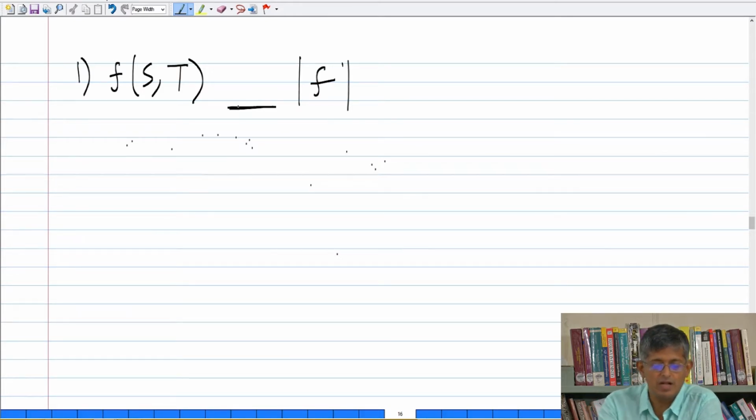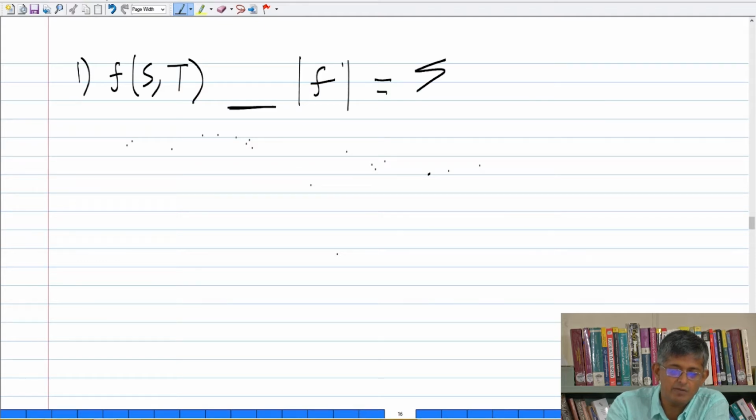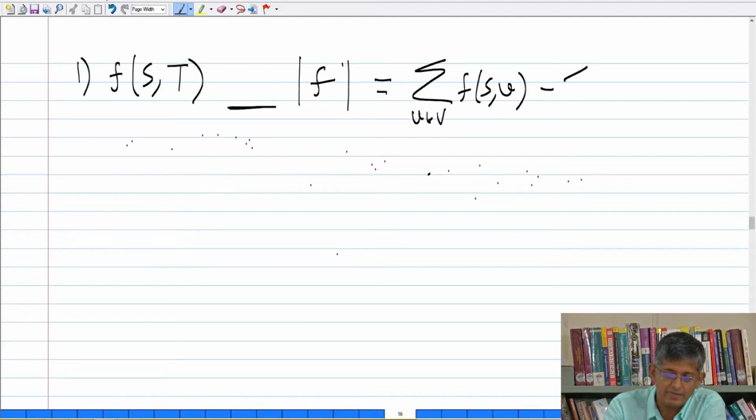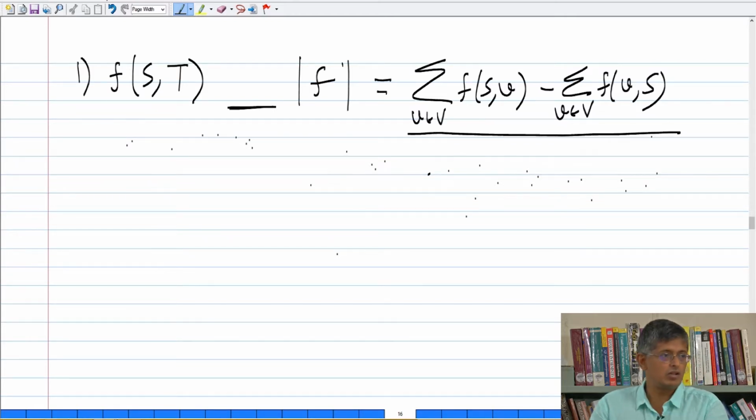So F is a flow. Let me write down, right? F is a flow. What is the value of the flow? It is the effective amount of current that is flowing out of S. That is the summation over v belonging to V of f(s, v) minus the summation over v belonging to V of f(v, s). This is the net current or the net flow coming out of the vertex S. That is the definition of the value of the flow.